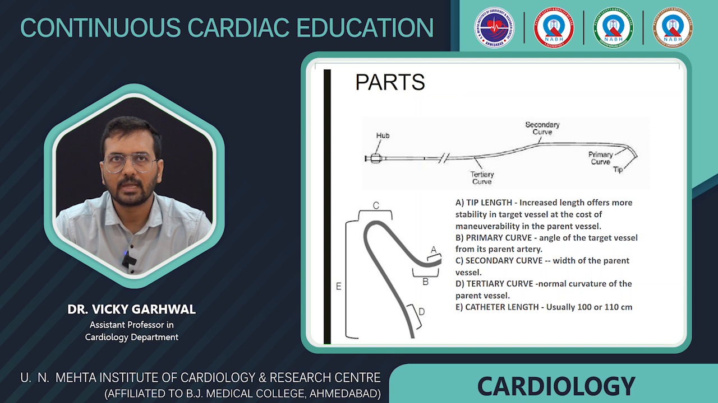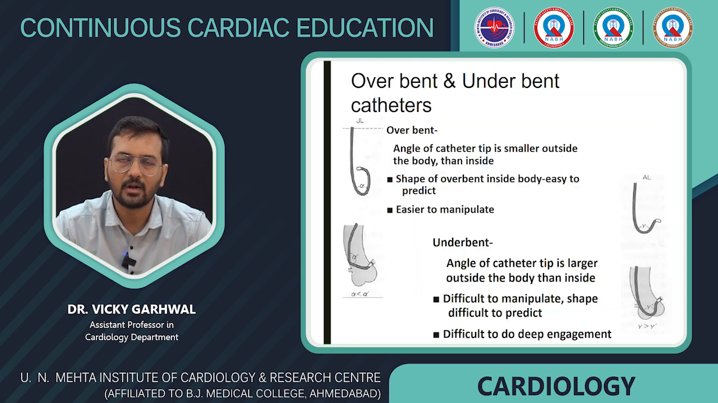These are the parts of a catheter. First is the tip. The tip should be atraumatic, and a longer tip offers more stability in a target vessel, but we cannot maneuver as much if the tip is larger. There is a primary curve, which depends upon the angle of the target vessel from its parent artery; a secondary curve, which depends upon the width of the parent vessel; and a tertiary curve, the normal curvature of the parent vessel. Catheter lengths are usually 100 and 110 cm.